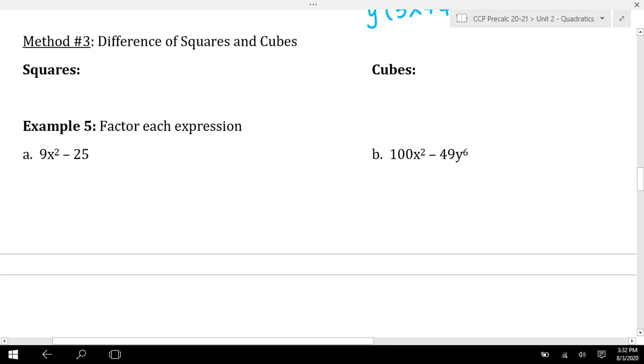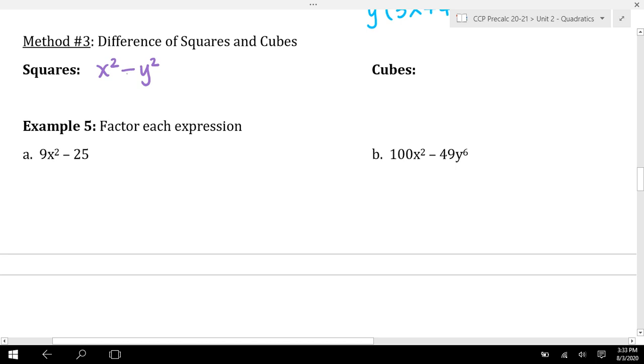Now that we've reviewed GCFs and grouping, we're going to move on to differences of squares and cubes. Both of these are just nice little patterns to recognize that you'll just have to remember if you want to do some factoring. So difference of squares is when we see two values, both squares, and they have to be a difference. It has to be a subtraction problem.